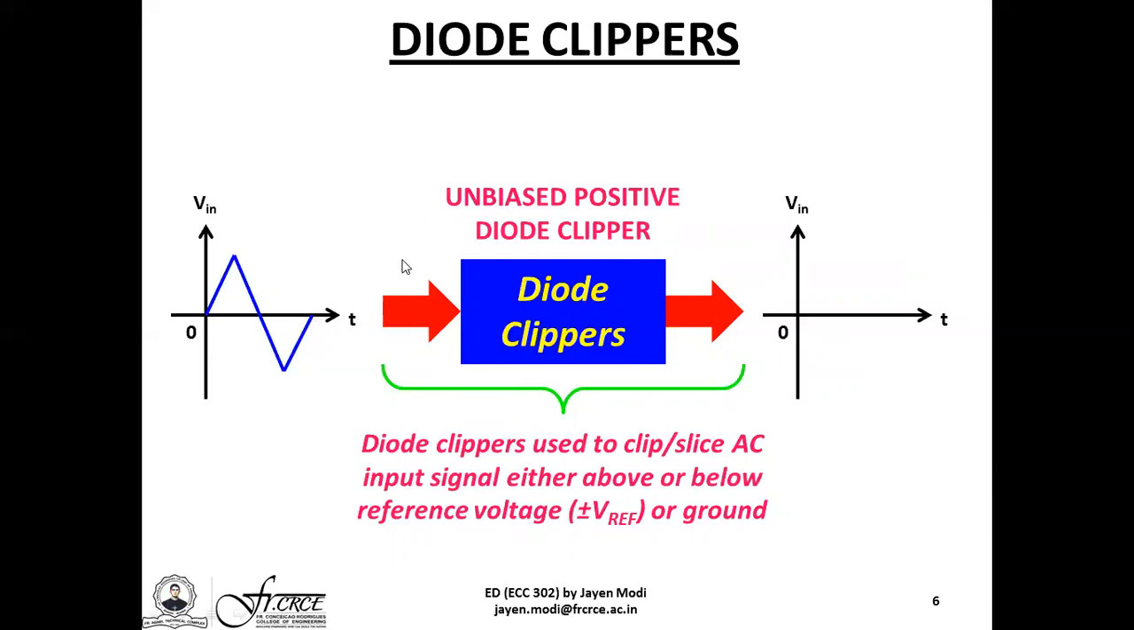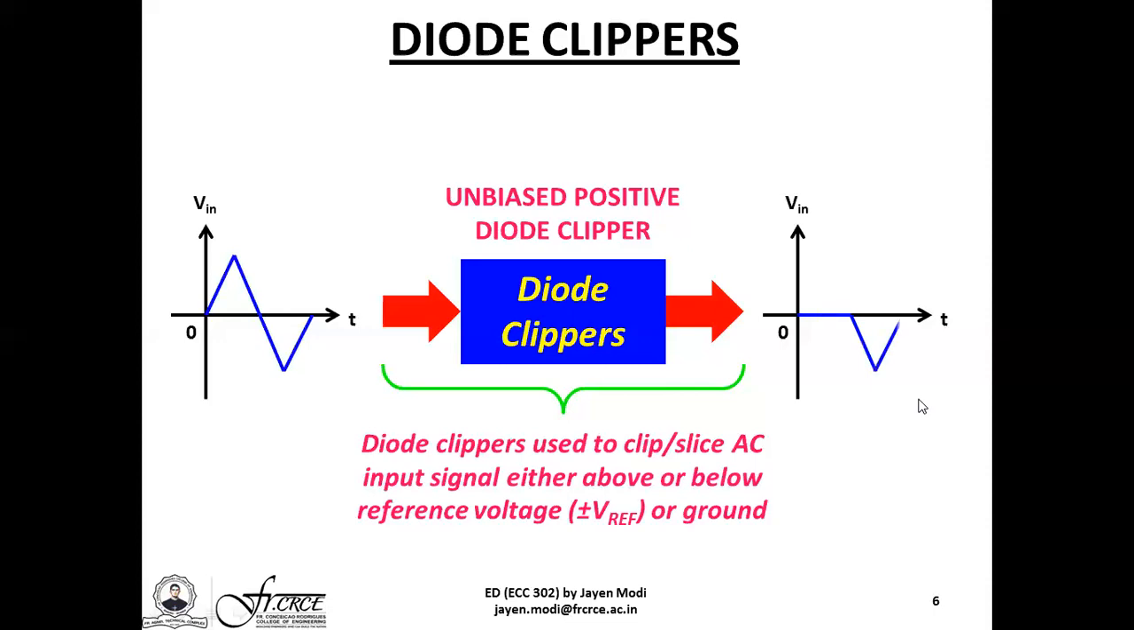The first major category of clipper circuits are unbiased positive diode clippers. This is what we are currently studying. Unbiased means these clipper circuits do not have a DC reference battery voltage source. And the word positive means that the positive part of the signal will be completely clipped off. So if this particular signal is passed through an unbiased positive diode clipper, the output should be something like this.